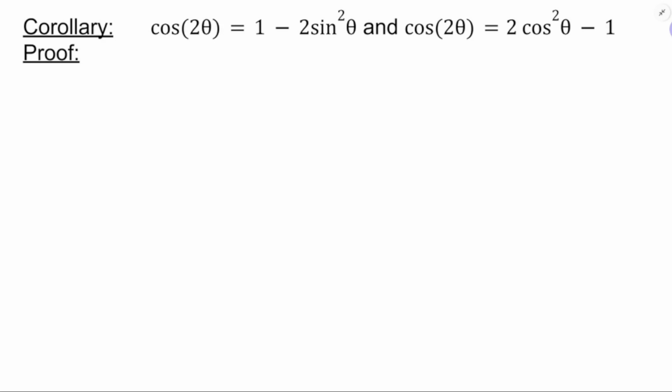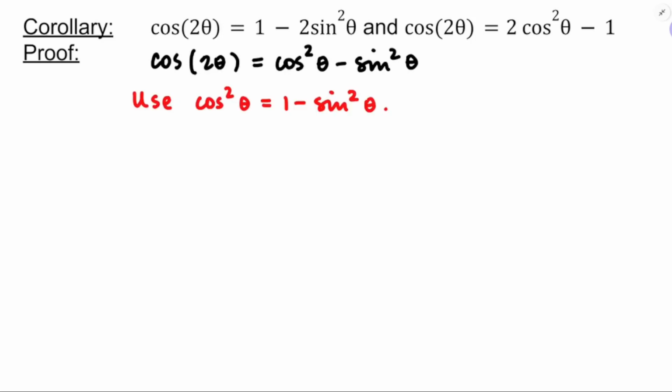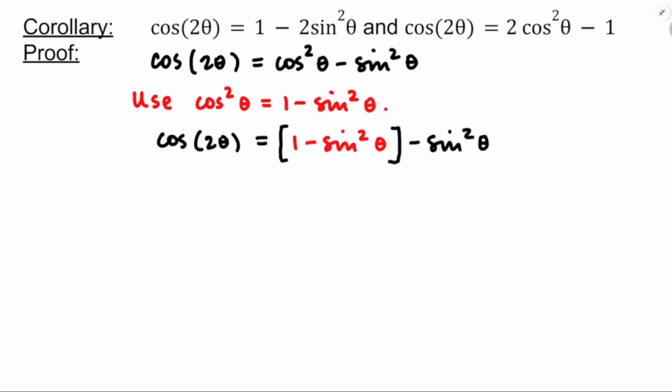Now, the last thing I need to prove for you for this video is the corollary to the double angle formula for cosine. These other formulas also work, and they only have one trig function, either only cosine or only sine. So I'm going to start off with the double angle formula for cosine that I just proved, and then I'm going to use one of the Pythagorean identities. I'm going to use the fact that cosine squared theta is 1 minus sine squared theta, because cosine squared theta plus sine squared theta equals 1 for every theta, and I'm going to make that substitution. Cosine of 2 theta equals 1 minus sine squared theta minus another sine squared theta, and that'll give me 1 minus 2 sine squared theta.